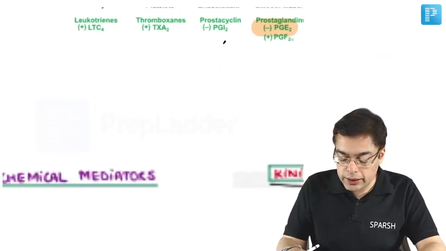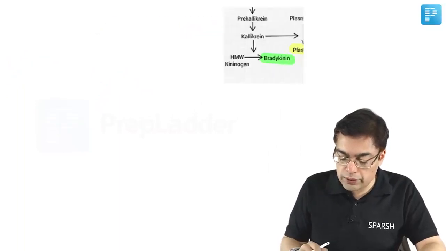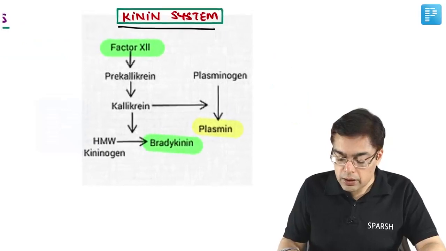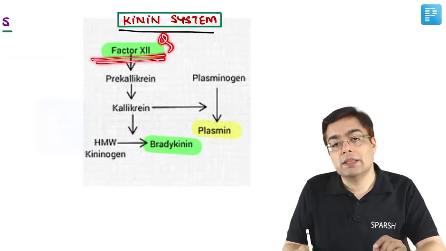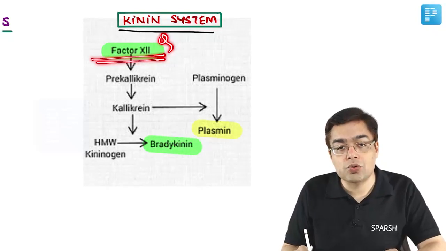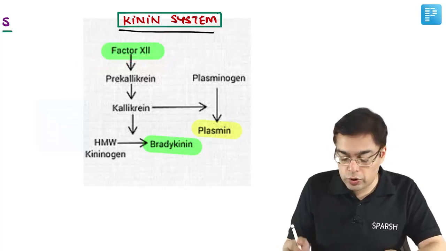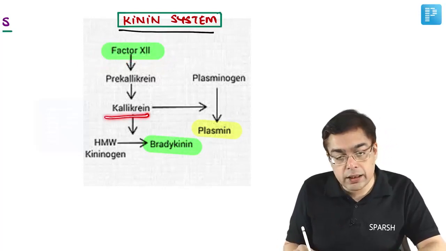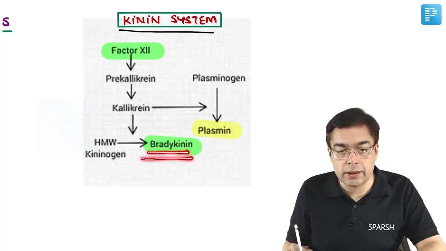Now, talking about the chemical mediators present in the plasma, the first important chemical mediator is going to be the kinin system. The kinin system, as we have made a mention of, is quite commonly asked in the exam, and is activated because of the presence of Hageman's factor, which is the other name of factor 12. Factor 12 is going to be responsible for the formation of kallikrein. Kallikrein subsequently is responsible for the formation of bradykinin.